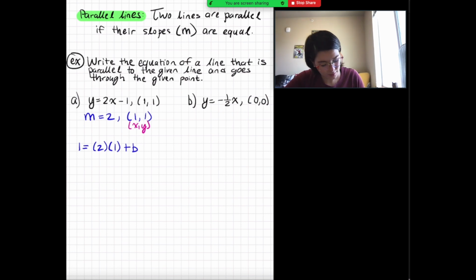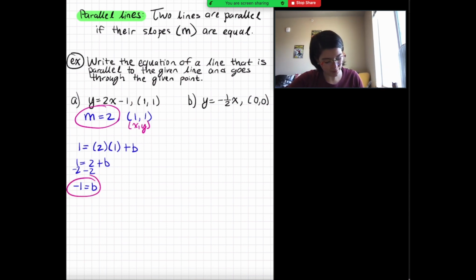So we have 1 is equal to 2 times 1, which is just 2, plus b. And then solving for b, we'll subtract 2 from both sides. So we have 1 minus 2, which is negative 1, is b. So our slope is 2. Our y-intercept is negative 1. Plugging that into our slope-intercept form, we have y equals 2x minus 1. Go ahead and see if you can do the next one on your own.